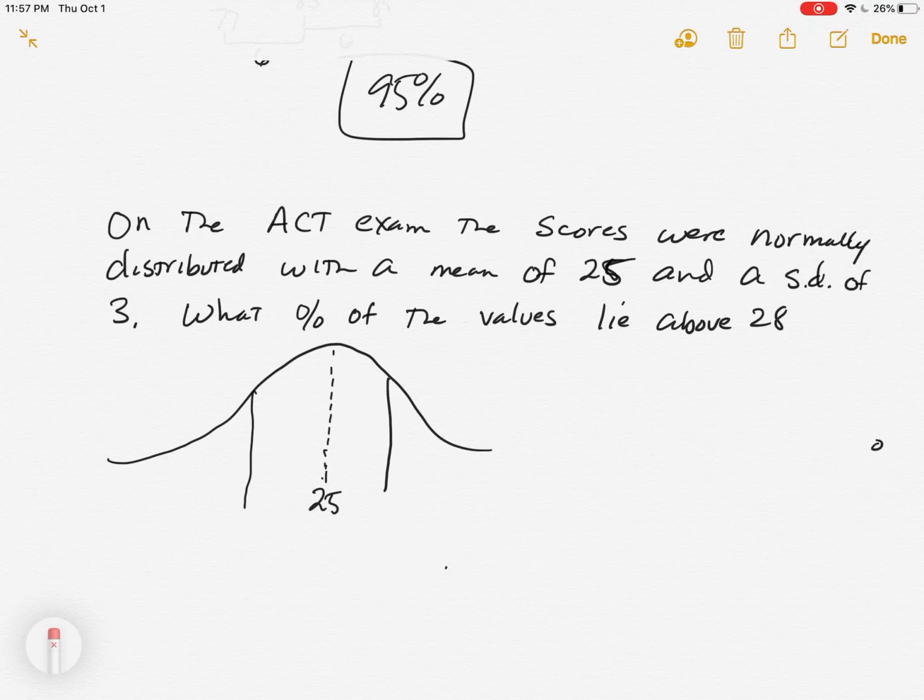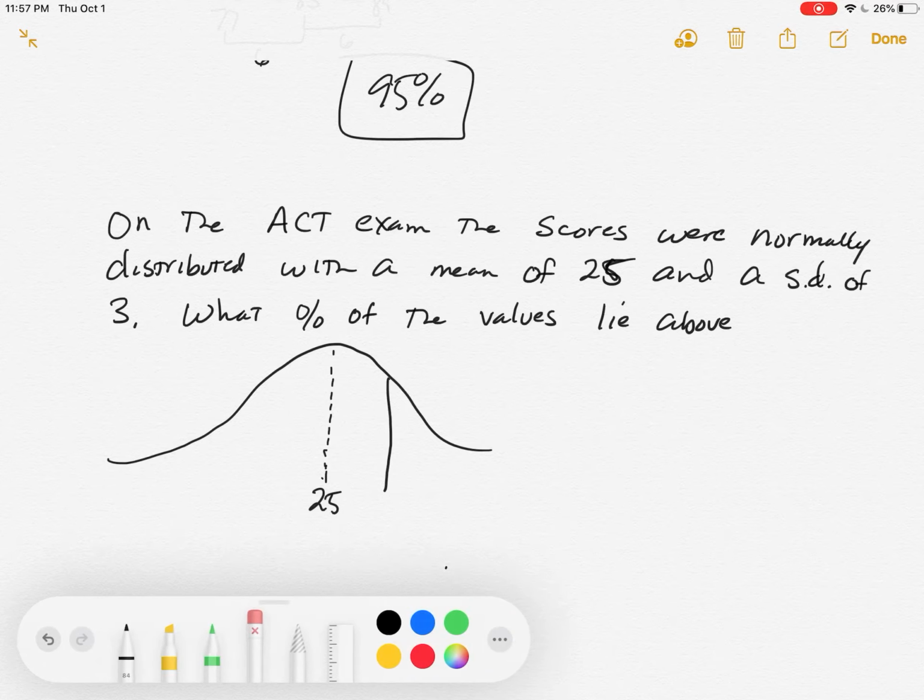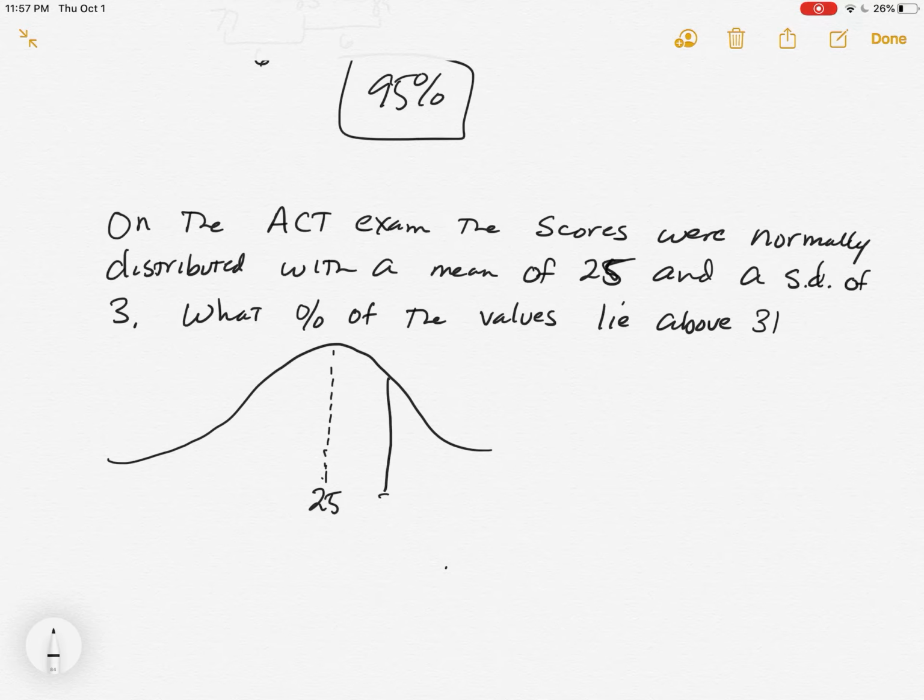What if it wasn't 28 that they had, but they had put something like 31? Now, I didn't arbitrarily pick 31. How far away is 31 from 25? Well, it's 6 away. Why is 6 special? Because in this case, it's 2 times the standard deviation, because the standard deviation is 3. Well, we know that if you go 2 standard deviations out, you capture 95% of the data.